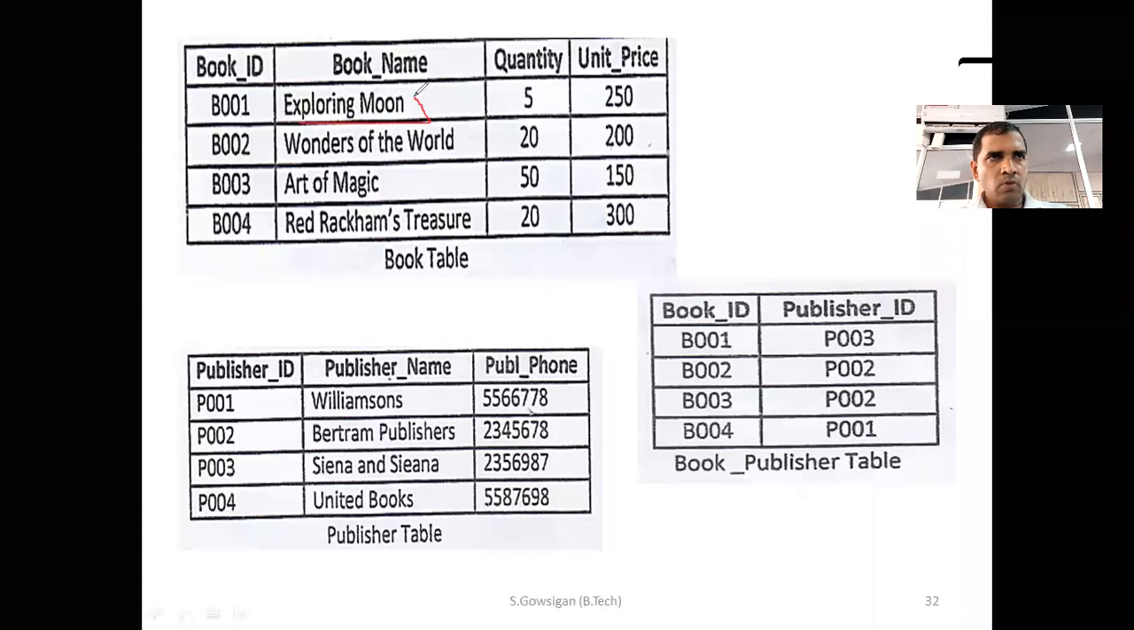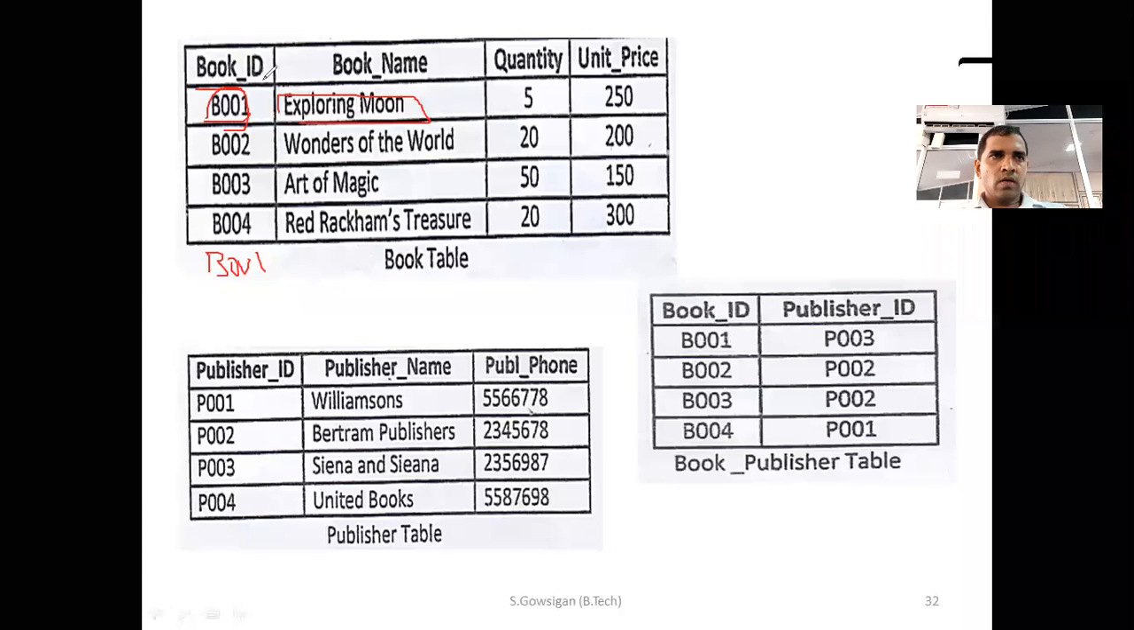See, this is a book, Exploring Moon. For that book, B001 is given. That B001 never be given for another book, like your admission number. If an admission number is given to you, that admission number never be given to another student. If two students have the same admission number, you know, there is always a confusion, right? So now I can confirm that this book ID doesn't have any duplication value, right? Definitely book ID is the primary key.